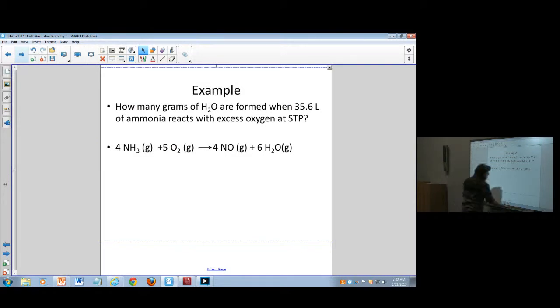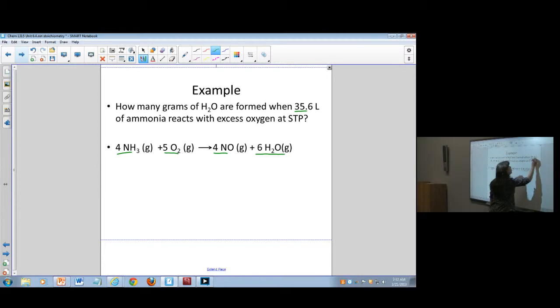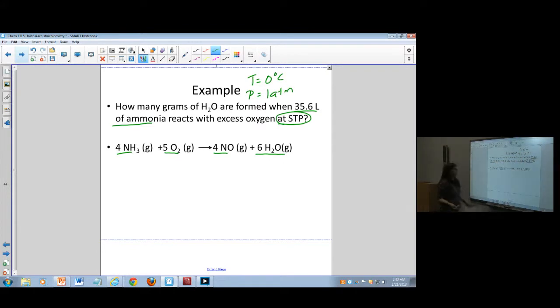In this reaction, we have ammonia reacting with oxygen. It forms nitrogen monoxide and some water. So I gave you the reaction. And there's 35.6 liters of ammonia, and the conditions are STP. Now remember, STP is standard temperature and pressure, where the temperature is 0 degrees Celsius and the pressure is 1 atmosphere. So I know all the conditions. I know the volume, the temperature, and the pressure, so I can figure out what n is.